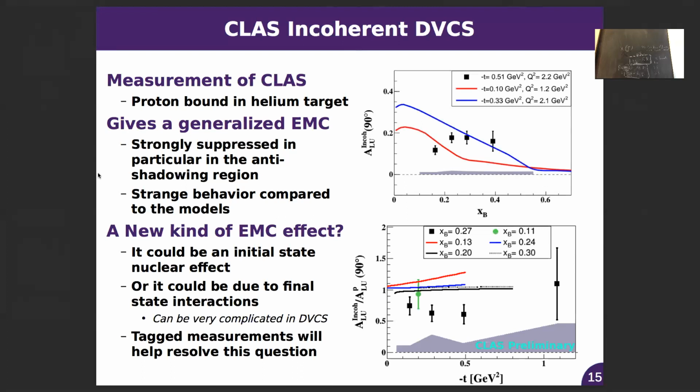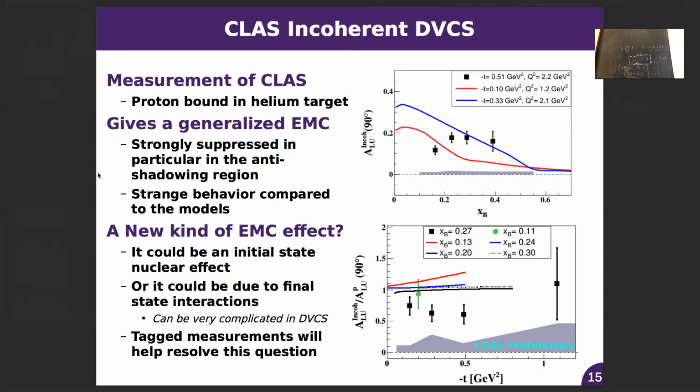So this is as a function of t. And this is actually completely unexpected. You see, all the models were either very close to 1 or even above. So that's a very, very surprising result.